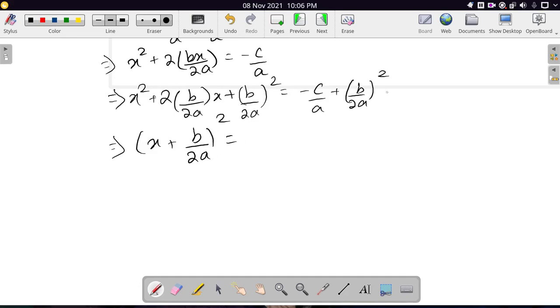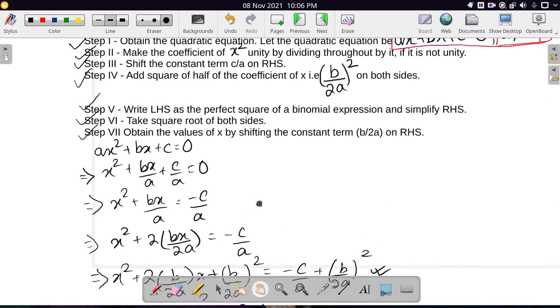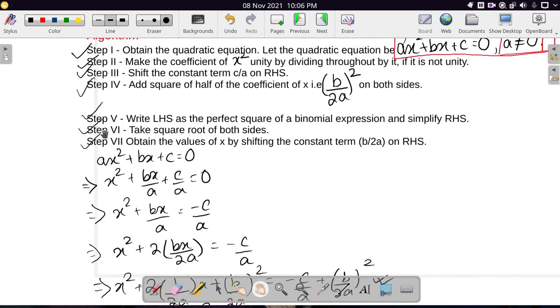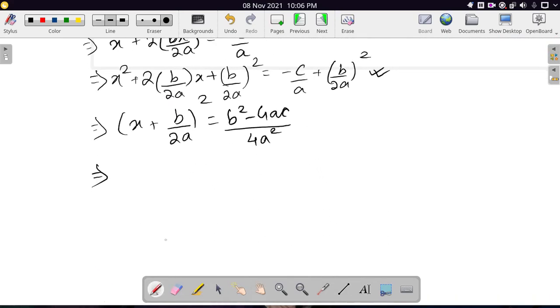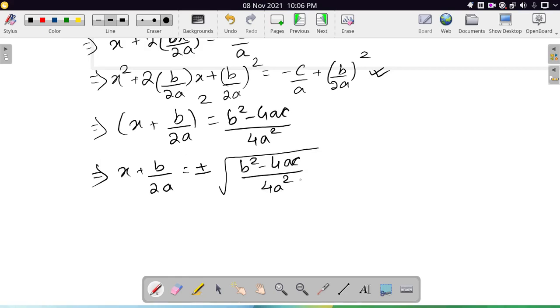And if we simplify the RHS, you will see b square minus 4ac by 4a square. Okay, that is what we are getting. Now we will take the square root, because that is what we have been asked in our algorithm. Take square root on both sides. That's our step 6. So here we will take the square root on both sides, that is x plus b by 2a is equal to plus minus obviously root over b square minus 4ac by 4a square.